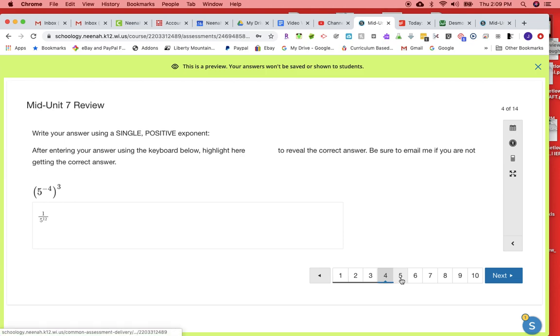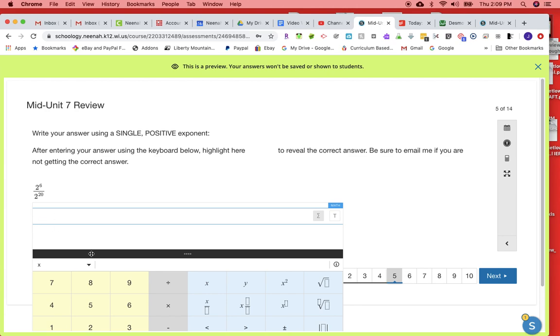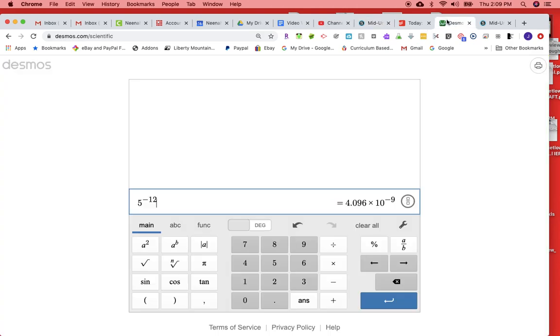Moving on to number 5. We're going to be subtracting. Being that we're dividing, we have to subtract our exponent. We need to still have a positive exponent. So we're going to keep our base the same, 2. We're going to subtract. We have 6 minus 20. Well, if you type that in your Desmos, you're going to notice it's a negative number. 6 minus 20, you're going to get negative 14. Okay, so that's our exponent.